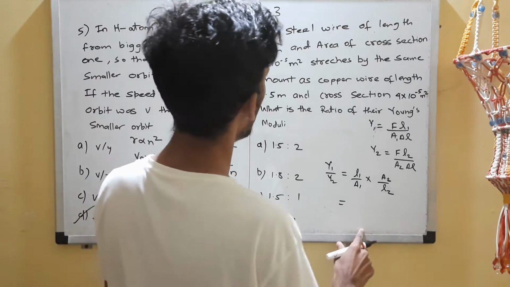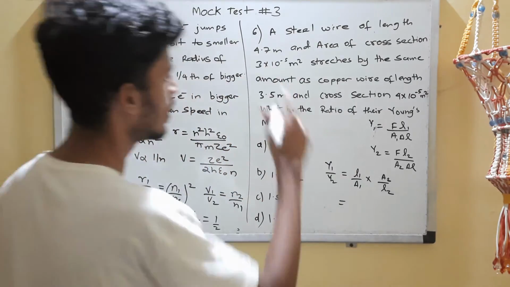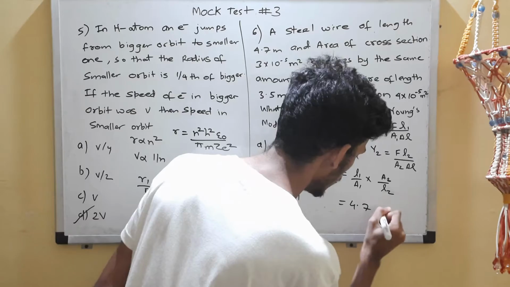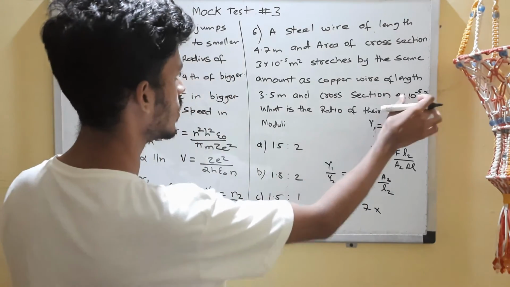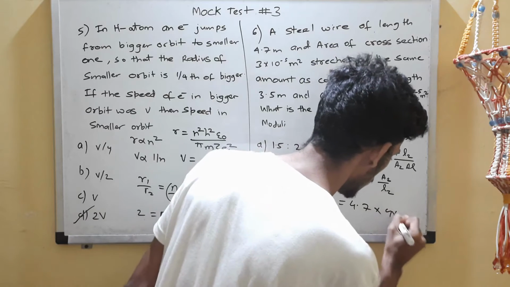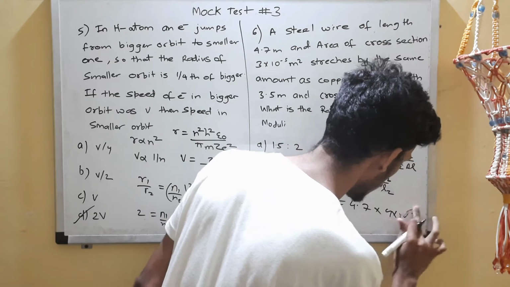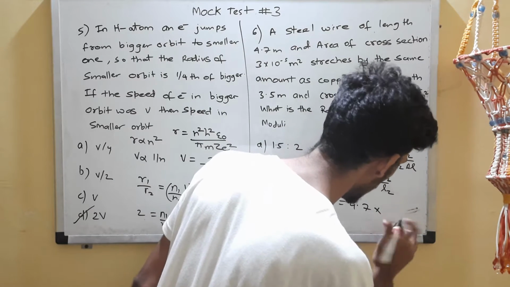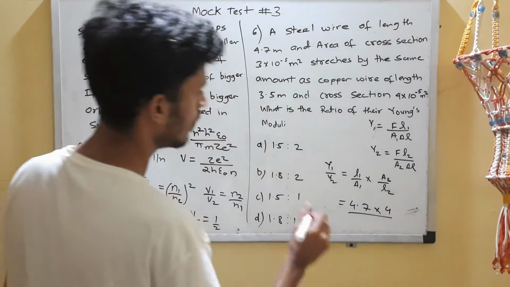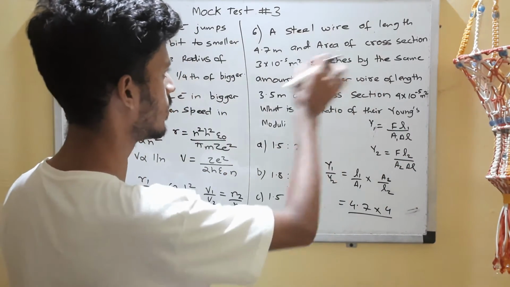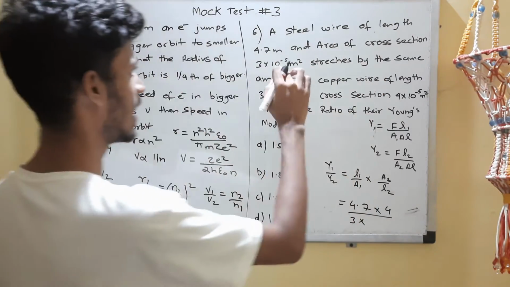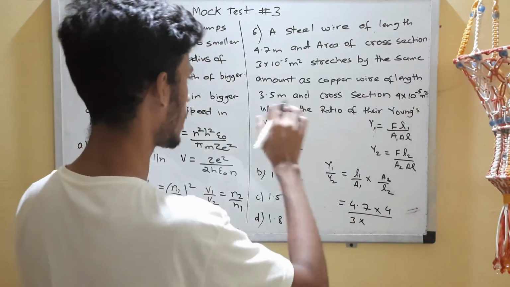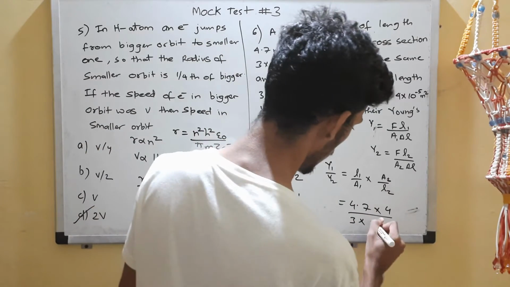Okay, let's do that. L1 is the length of steel wire, 4.7. Then we have the area of your copper wire, which is this over here. 4 into 10 to the power minus 5. Actually this will get cancelled. This factor will get cancelled, so into 4 divided by area of your steel wire. 1 is for steel. So that is 3, and that factor will get cancelled with the area of this one. And finally we have the length of the copper wire.